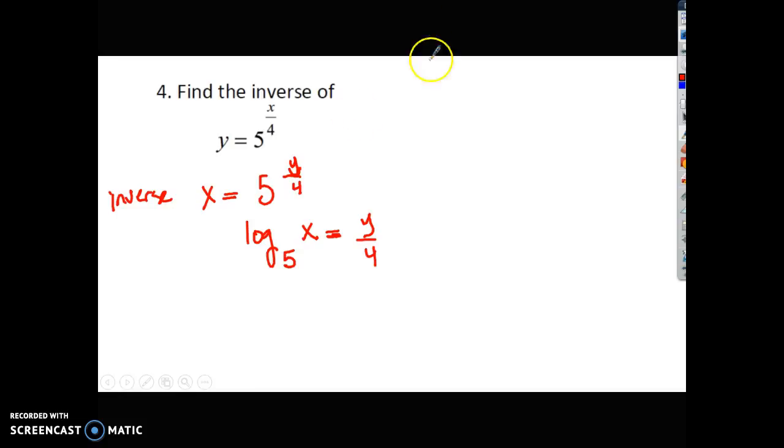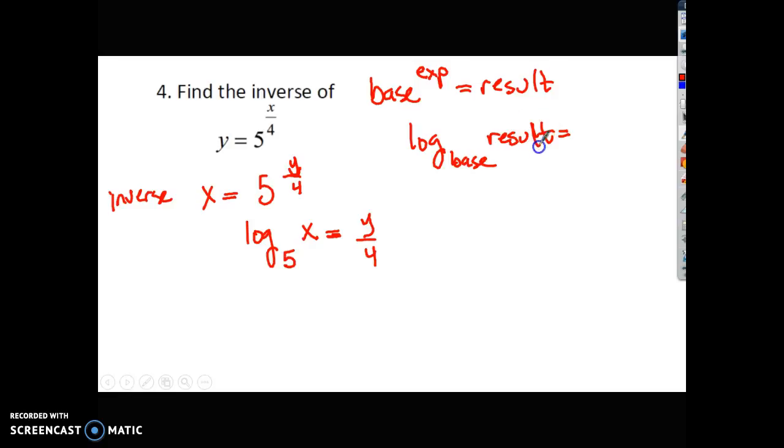If you forgot how to do this, this is how it goes. If you have base to the exponent equal to a result, you can rewrite this as a log like this. This is the same thing as log of the base goes right here, the result goes right after that, and this is equal to the exponent. So that's what we did here. But now we have y over 4. Again, we want y by itself. How do I get rid of this 4? Just multiply both sides by 4. So now you're going to end up with y equals 4 times the log base 5 of x.